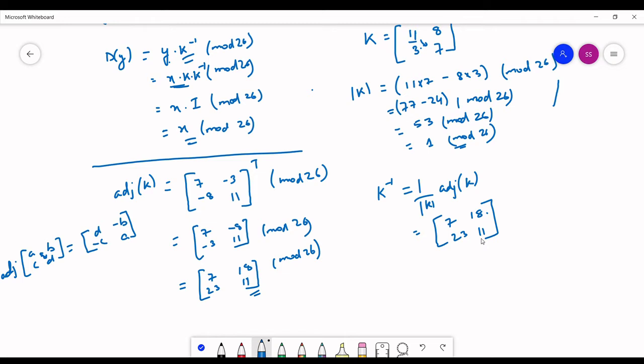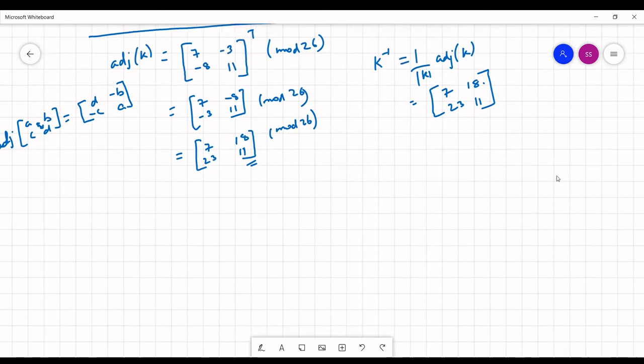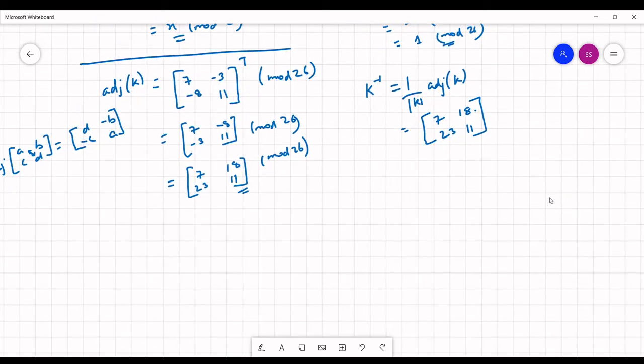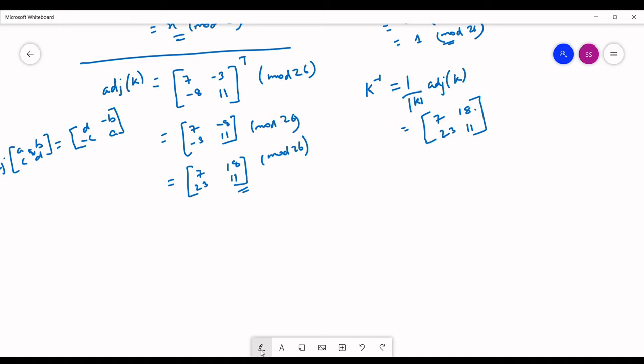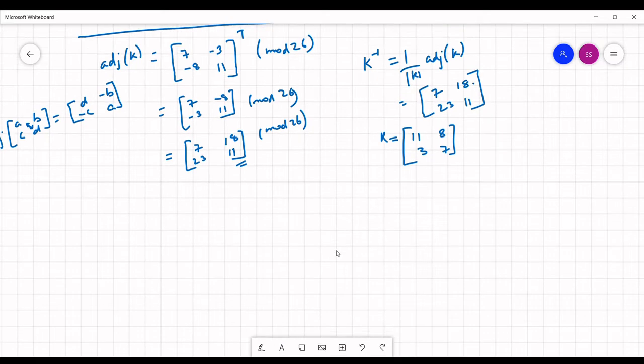Now let's see how to encrypt and decrypt. Here a 2 by 2 matrix is there, so I will take a 4 alphabet plain text and show you how to encrypt and decrypt. So this was my K inverse. Let me write down K also. My K was 11, 8, 3 and 7. This is K inverse and this is K. We will use both in encryption and decryption.